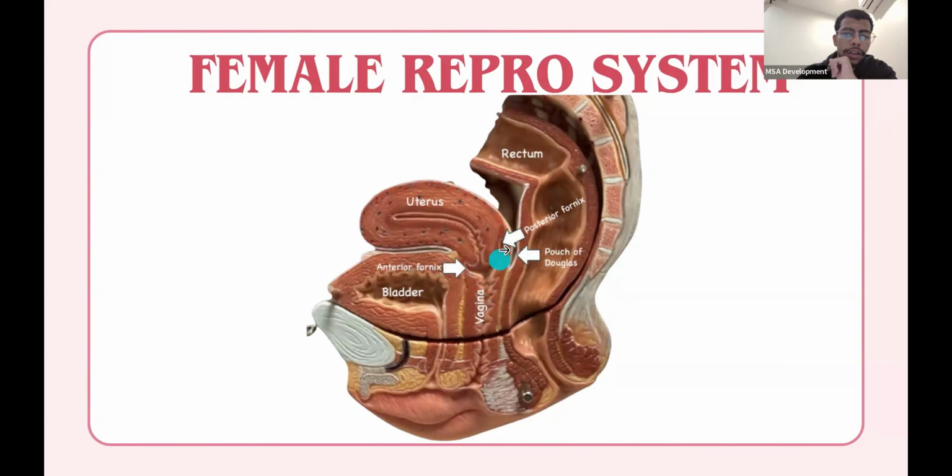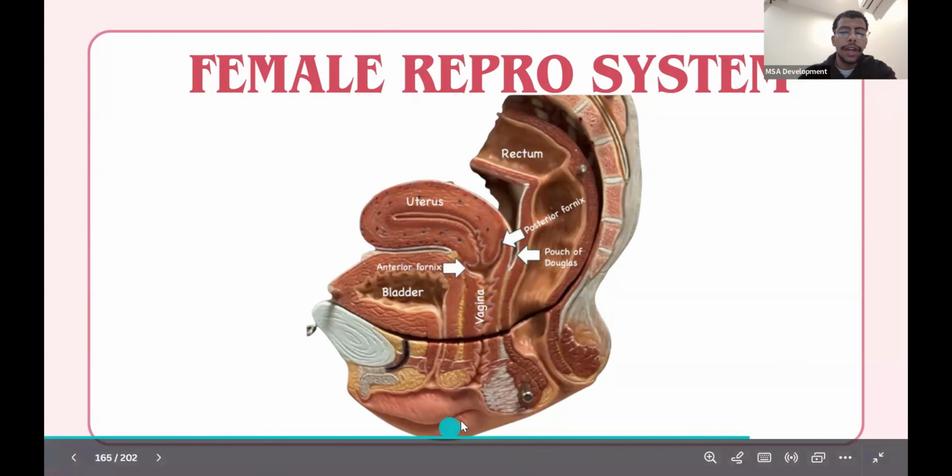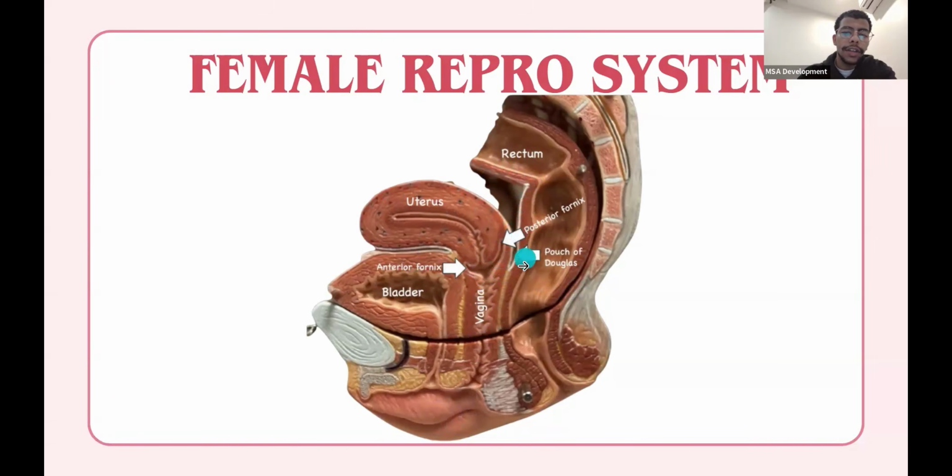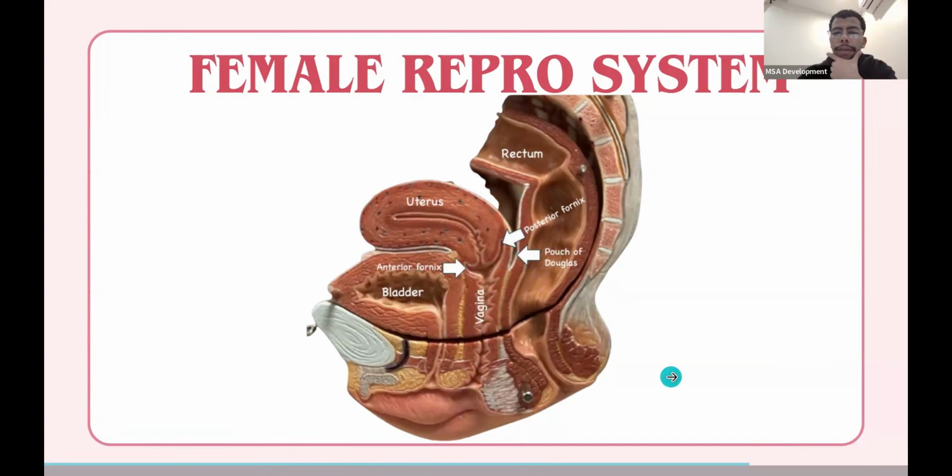Now the posterior fornix is important in something called culdocentesis. We know that this is the pouch of Douglas, from previous blocks. If there's fluid that builds up here or blood and they need to drain it, they reach into that area by going through the vagina and poking through the posterior fornix to get into the pouch of Douglas. They drain it out, and that is basically called a culdocentesis.